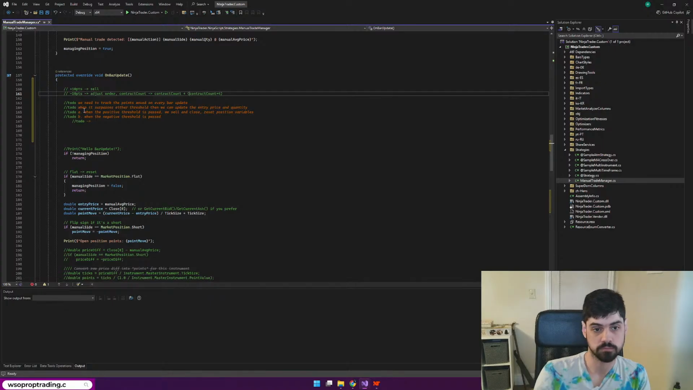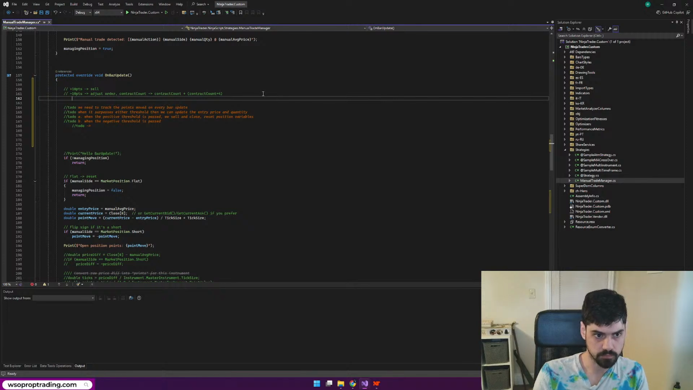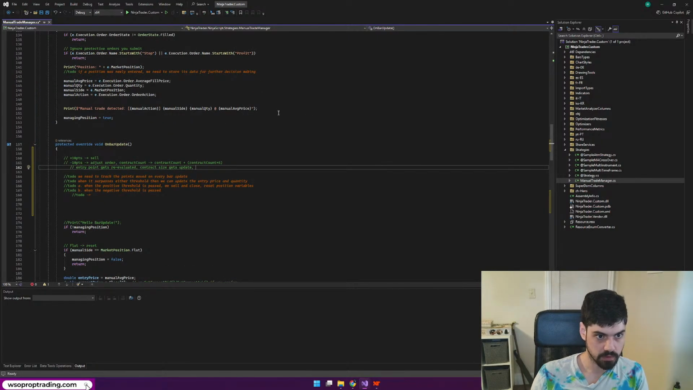So that greatly reduces the entry point. Entry point gets reevaluated. Contract size gets updated. What are the other variables? We don't need to update either of those. It's literally just the quantity and the average price that get updated, right?